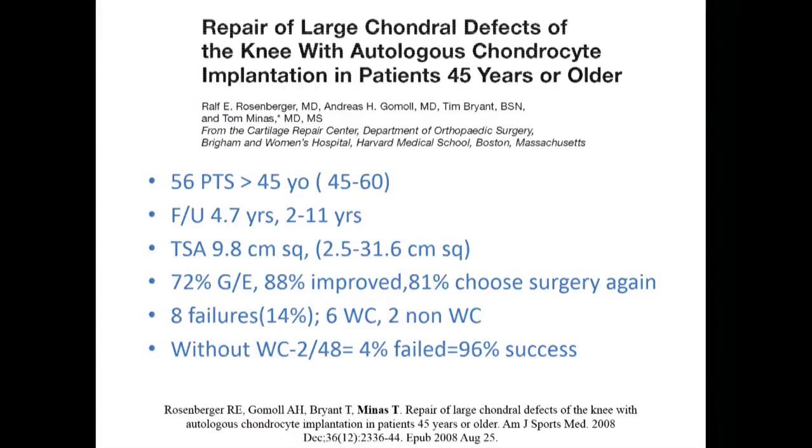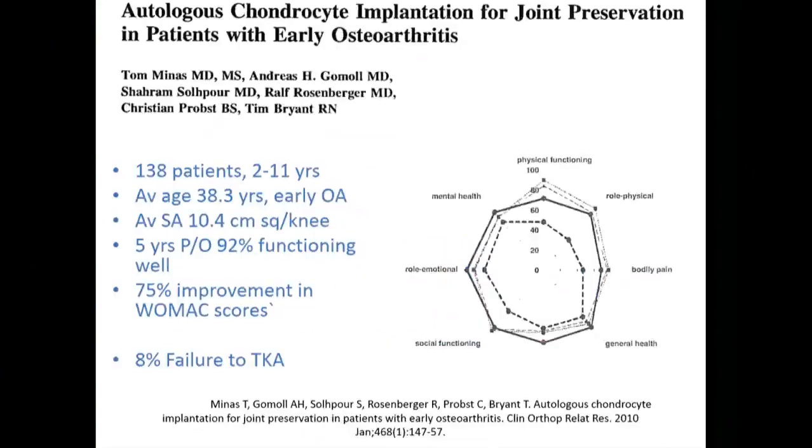Most of our workman's compensation patients also had prior microfracture, which we weren't aware at the time was such an important factor. But you can see our results if they were non-workman's compensation patients over the age of 45 to 60, and they didn't have a prior microfracture, the chance of them having a successful outcome was 96%. So they do really well.